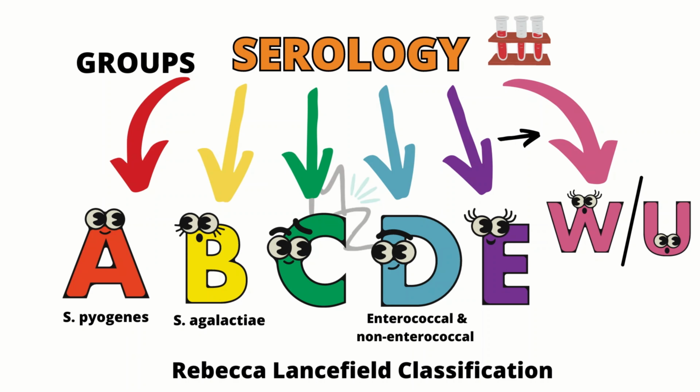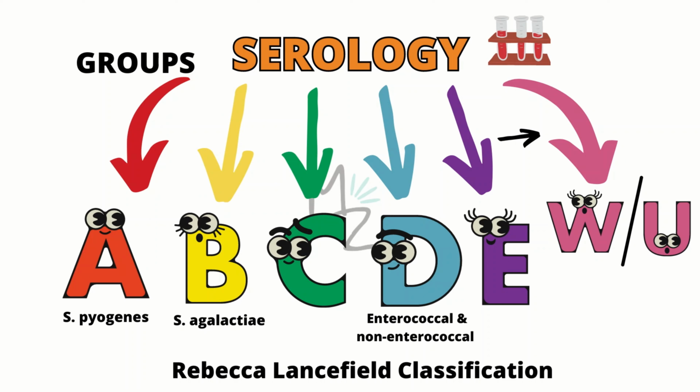On the basis of serology, Streptococci are arranged into groups from A to W, but in some places you also find U. So I've mentioned W and U both there. This classification was devised by Rebecca Lancefield and is also called the Lancefield classification, and these groups are also termed Lancefield groups. Bacteria are arranged in these groups on the basis of antigenic differences in C carbohydrates. Don't worry, we're going to talk about that carbohydrate in the morphology section.